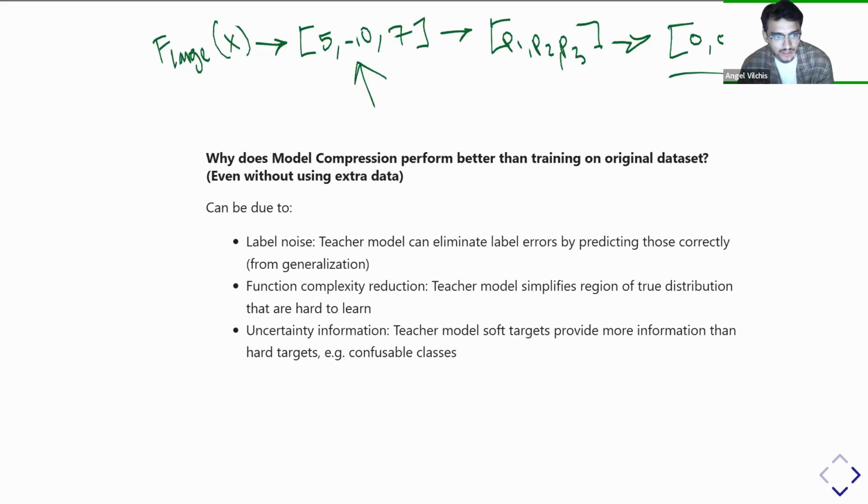Yet still, the small model is able to be more accurate with model compression than training directly on the original data set. So why might that be? It could be due to three things that they mentioned. The first one, label noise.